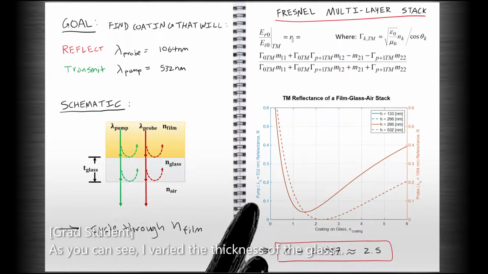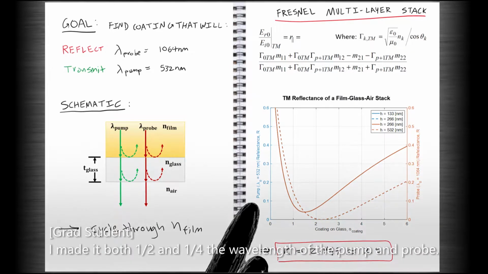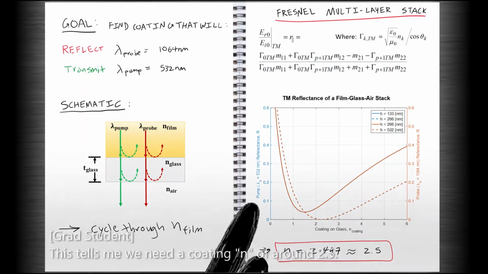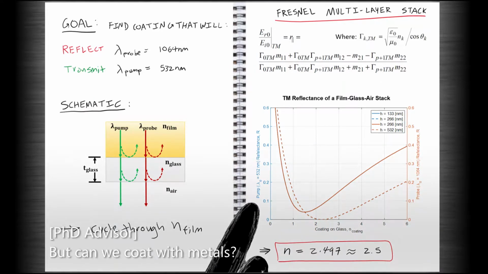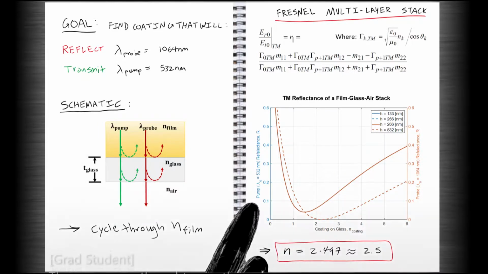As you can see, I varied the thickness of the glass. I made it both 1/2 and 1/4 the wavelength of the pump and probe. This tells me I need a coating n of around 2.5. But can we coat with metals? Those were my thoughts exactly.